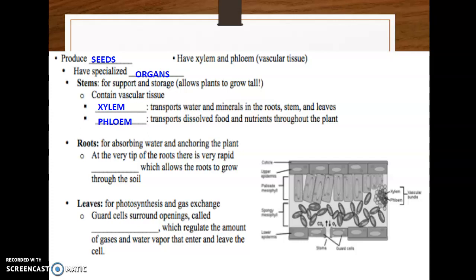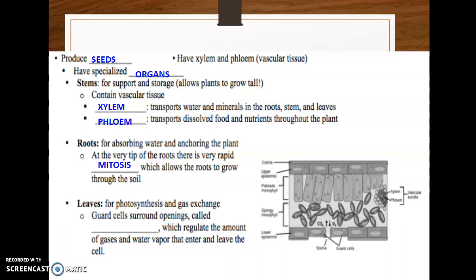And they also have this specialized structure called roots. And roots are going to be responsible for absorbing the water. That's why you water plants near the roots. So that's where the water is going to be absorbed. And roots are actually rapidly growing. And so at the very tip, there's going to be rapid mitosis happening, allowing the roots to expand and really make a place for them in the soil.